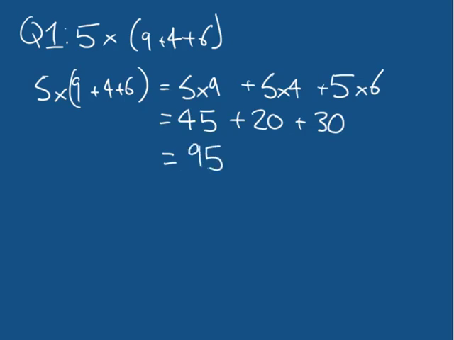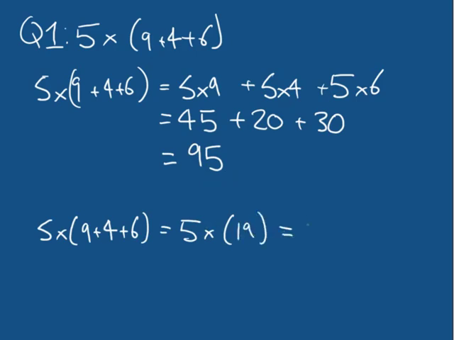The second part of the question was to check your result against evaluating this as written. So as written, 5 times (9 plus 4 plus 6) is 5 times 19, since 9 plus 4 is 13, plus 6 is 19. And 5 times 19 is indeed 95. We can see this very quickly: 5 times 20 is 100, and 5 less than 100, because we have 1 less than 20, is 95. So the way that we've expanded this and then evaluated that result is indeed correct.